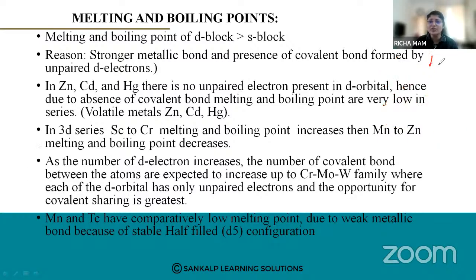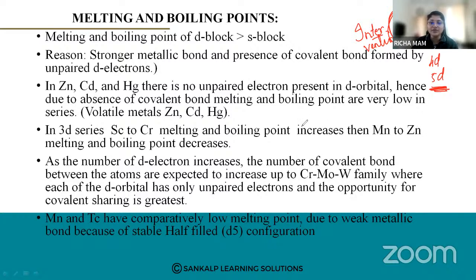So as you are moving from 4D to 5D, what is present? There is an intervention: the 4f orbitals come into picture. Before the 5D electrons, what is filled? The 4f electrons are filled. So because of that, there is a decreasing atomic radius because of imperfect shielding of 4f electrons.